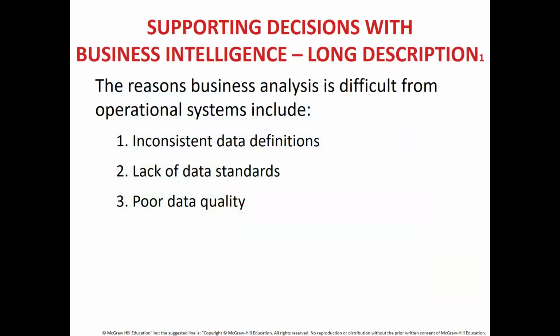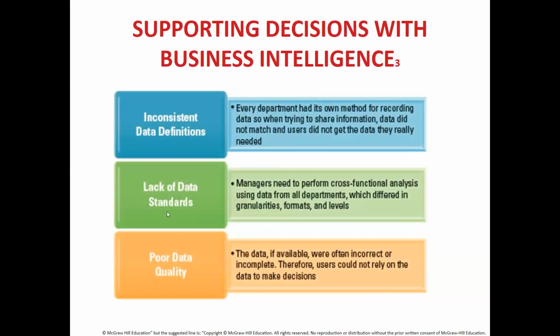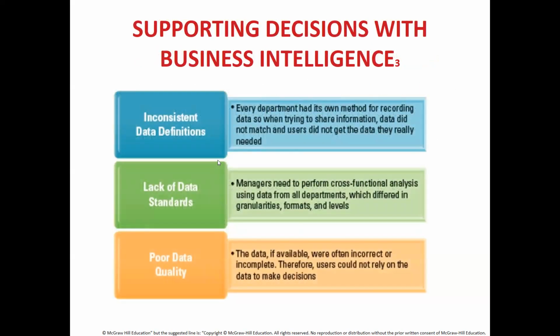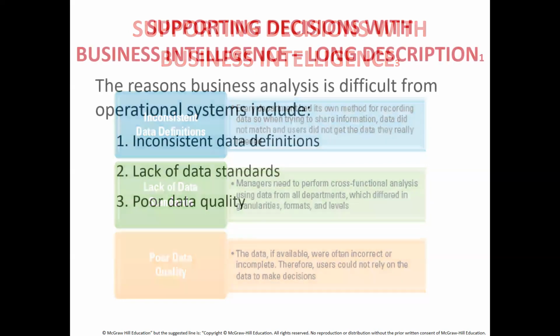The reasons business analysis is difficult from operational systems include inconsistent data standards, lack of data standards, and poor data quality. Like I mentioned earlier, we now have all these three types of ways in which data is inconsistent. There are problems with data in one way or the other. If you're using a traditional method, it becomes very difficult. With business intelligence, it becomes a bit easier, but yet it is difficult. Why? Because you'll notice that data is not up to the standard, whereby decision making is a bit difficult to be done.